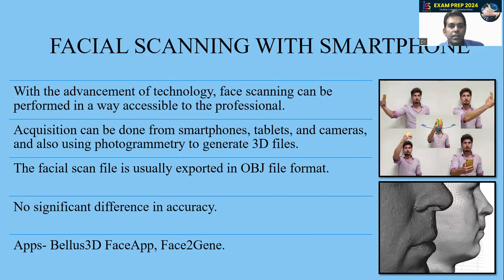Now, next method is facial scanning with smartphone. With the advancement of technology, face scanning can be performed in a way accessible to the professional. Acquisition can be done from smartphones, tablets, cameras, and also using photogrammetry to generate three-dimensional files. The facial scan file is usually exported in OBJ file format. No significant differences in accuracy, and it is used with different apps like Bellus 3D, Face App, Face 2 Gene.